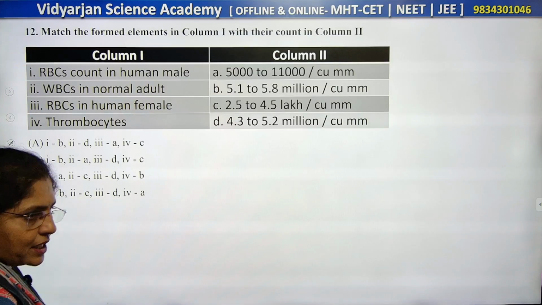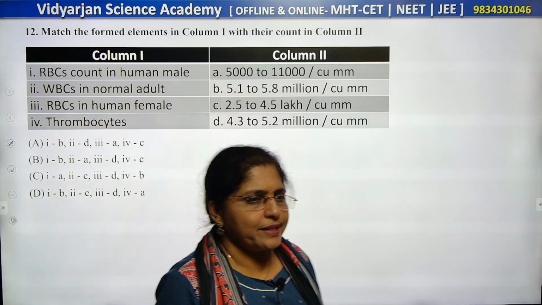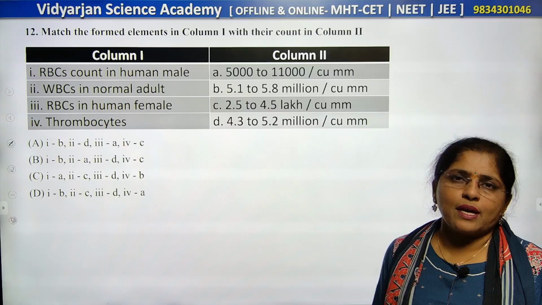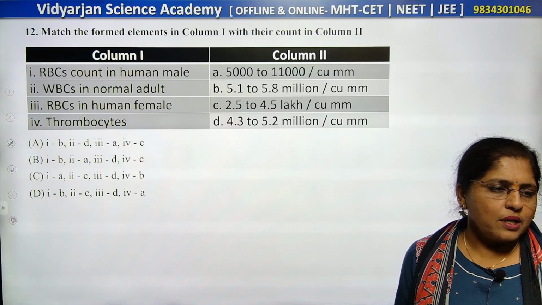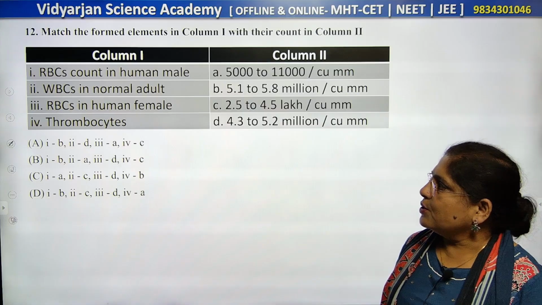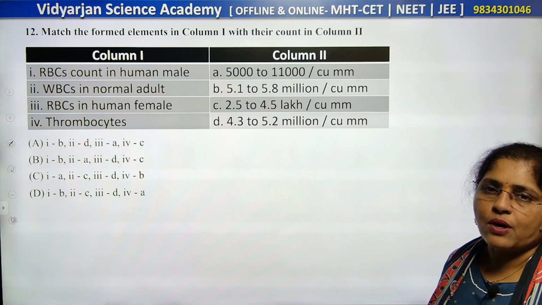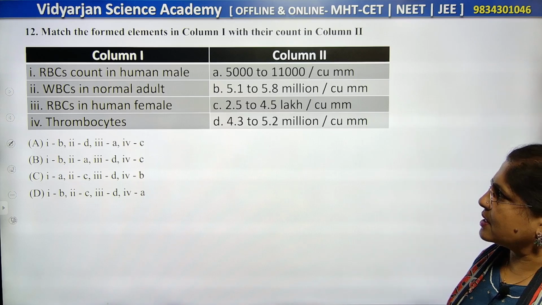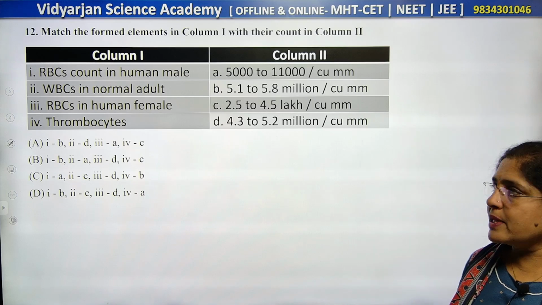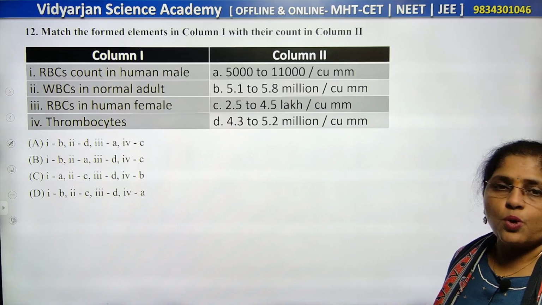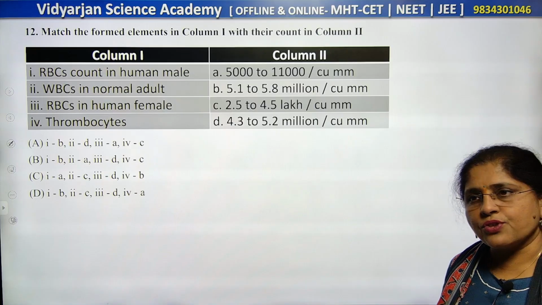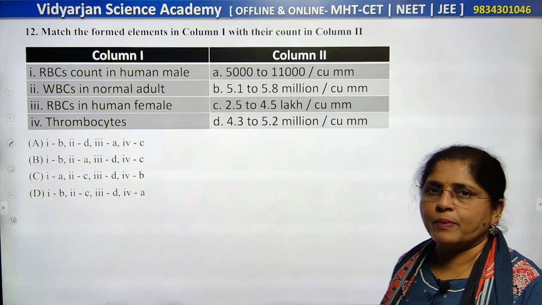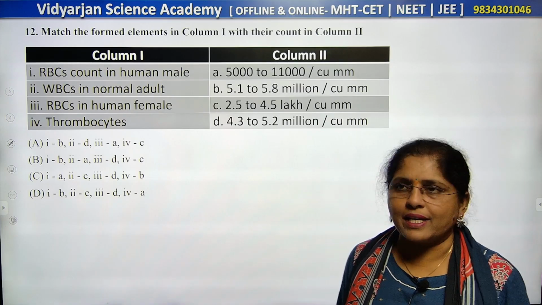Now see, this question is a little bit different. Most of the questions are based on the blood composition, right? But in this question, you can have the idea about the blood count. You know that RBCs, how much is the count? WBCs, how much will be the count? So students, you please remember the blood count very perfectly. If you know the blood count perfectly, you can answer this question very easily.